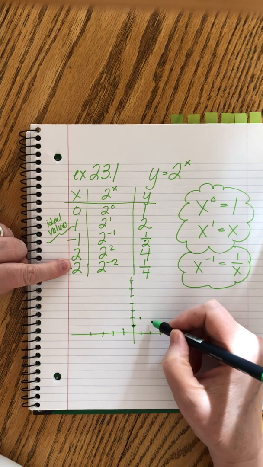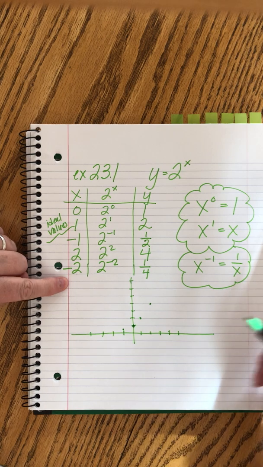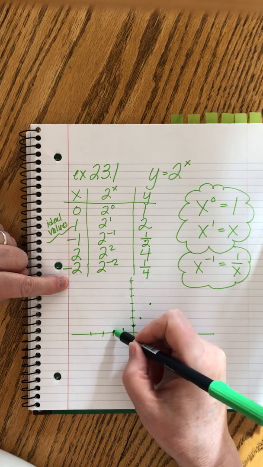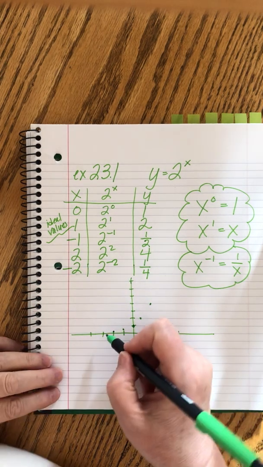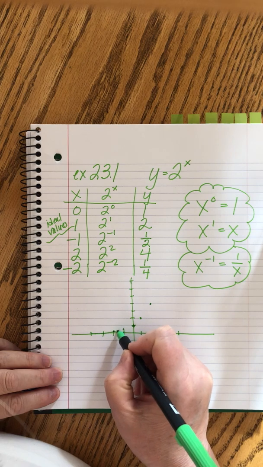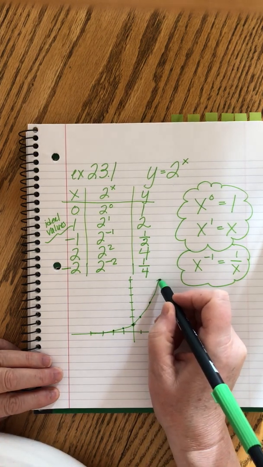2 and 4. 1, 2, 3, 4. Minus 2 and 1/4. Okay, that's even harder to graph. But these values do a great job of showing us the way an exponential curve works.